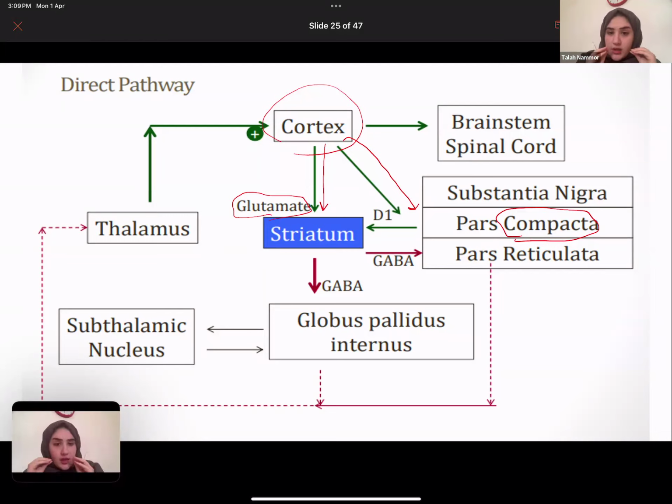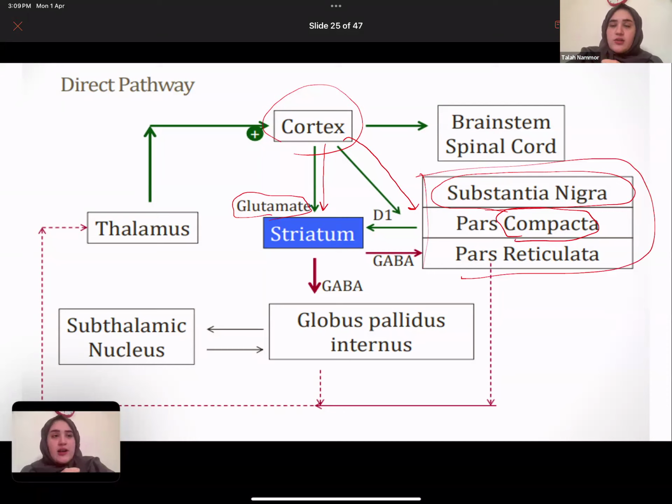And the most important thing, the D1 and the D2 are usually acted upon by the substantia nigra. So the substantia nigra is the one that acts on D1 and D2. Okay, the cortex is gonna activate the striatum, but the force behind this activity and the thing that makes sure that the activity is going on is the substantia nigra, the pars compacta, because this is the part that's gonna act on the D1 and the D2 receptors. So, okay. The cortex sends a signal, it activates the striatum, it activates the pars compacta.